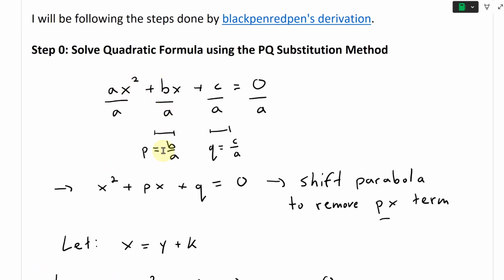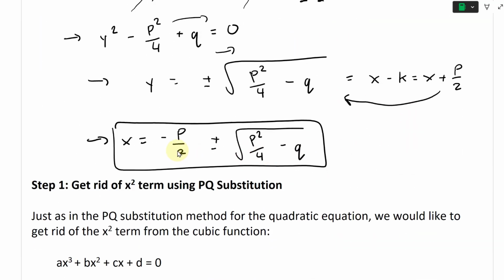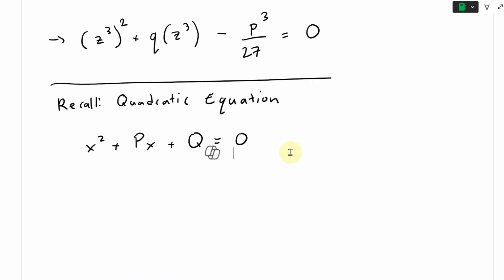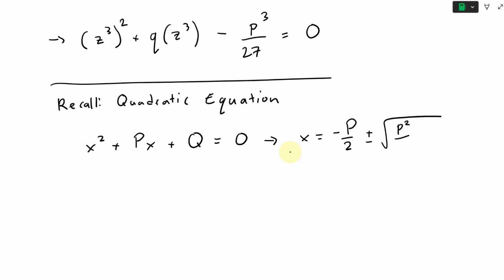We can divide it out, so we get x squared plus px plus q equals 0, and then shift it over, and what we end up getting is x equals negative p over 2 plus or minus the square root of p squared divided by 4 minus q. All right, so then recall this one, and the solution is going to be x equals negative capital P over 2 plus or minus the square root of capital P squared divided by 4, and then minus capital Q, like that.